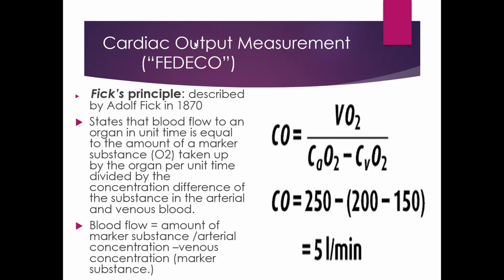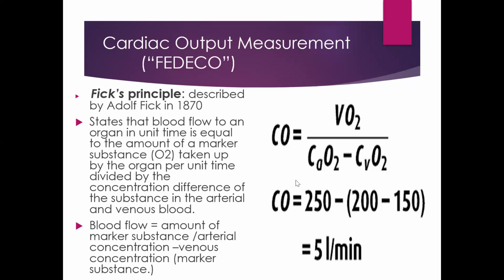So the Fick principle states that blood flow through an organ in unit time is equal to the amount of a marker substance, the marker substance we are using here is oxygen, that is taken up by the organ per unit time, divided by the difference in concentration of the substance between the arterial and venous blood. All right, so the blood flow is used to calculate the total cardiac output. So that is how this is done.